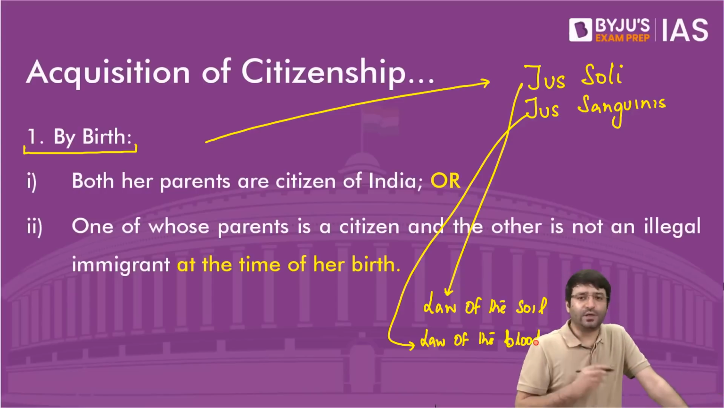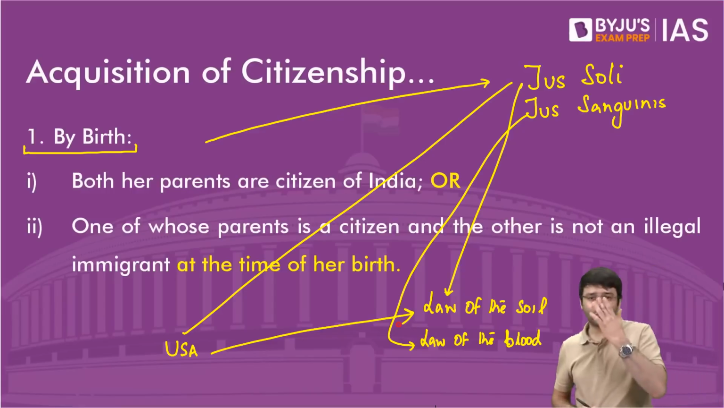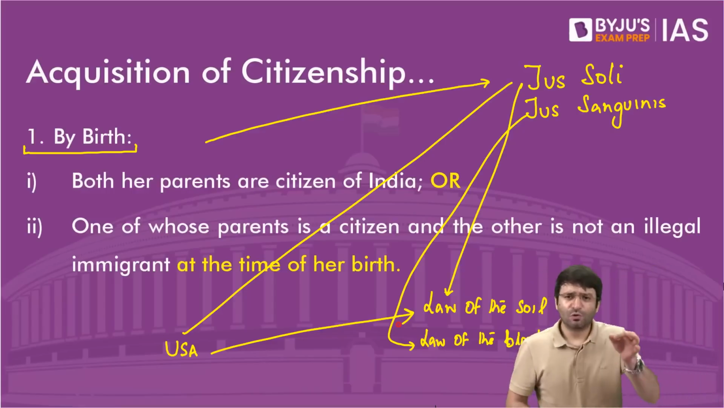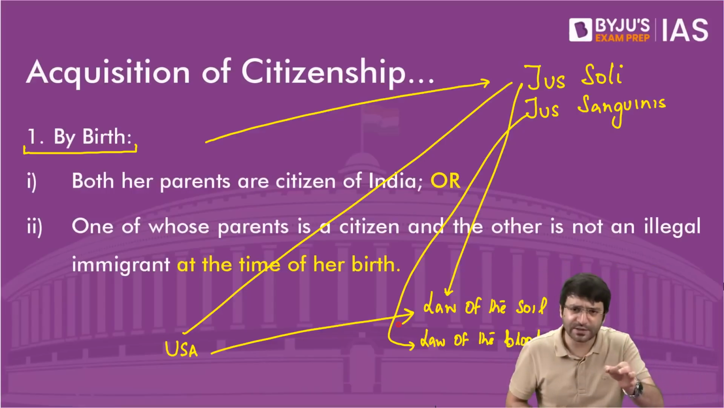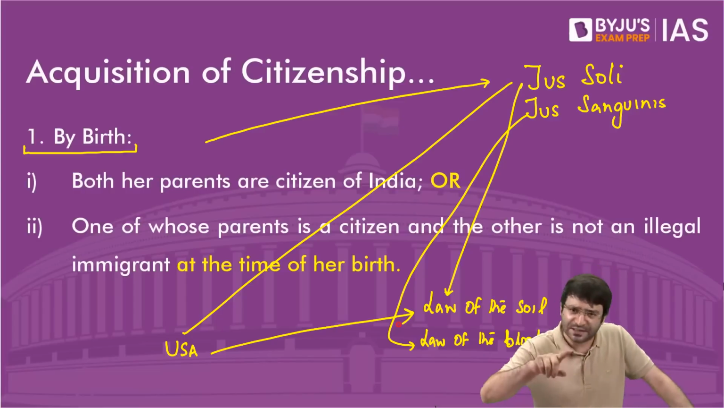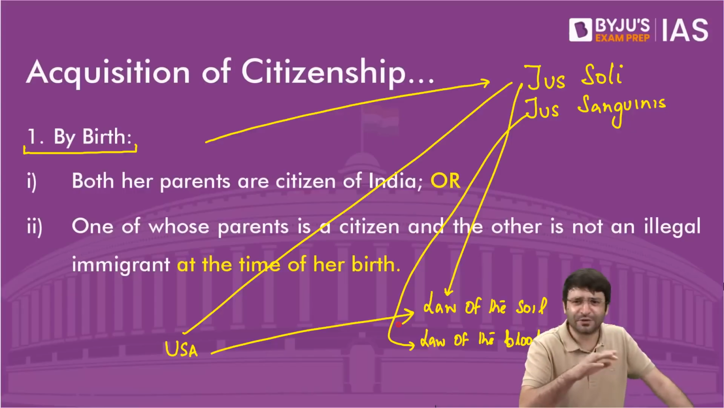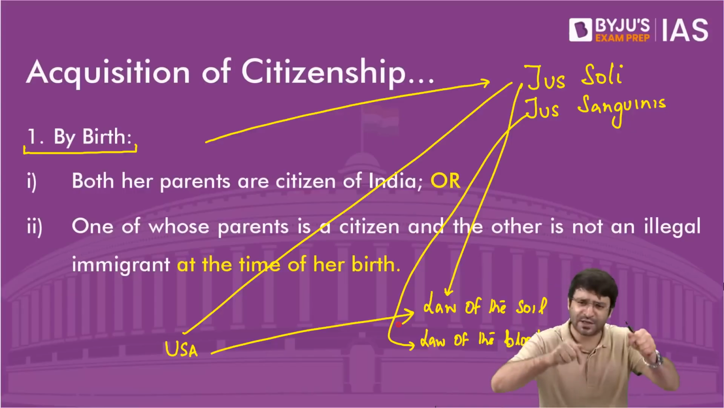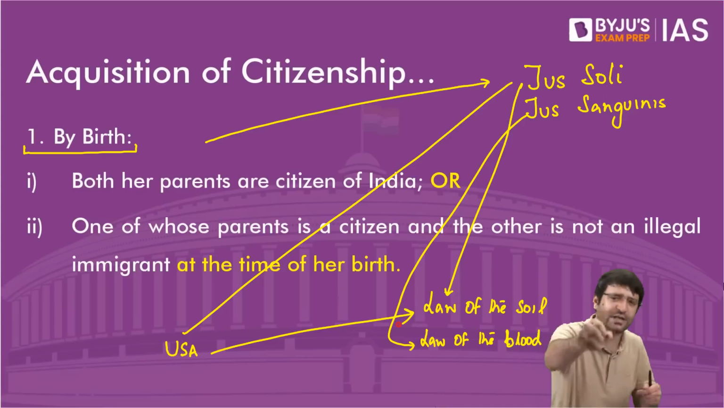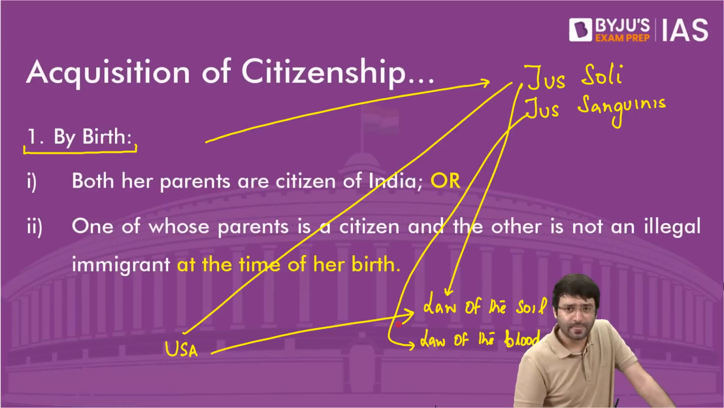Jus soli, jus sanguinis. For example, in United States of America, they follow the concept of law of the soil. Whoever is born on the soil of United States is the citizen of United States. Doesn't matter whether father is the citizen of US or not, mother is the citizen of US or not, whether they are legal or illegal migrant, doesn't matter. The child is born on the soil of United States, the child is the citizen of United States. Even in the airspace of the territory as well. And this I have told in previous classes as well.